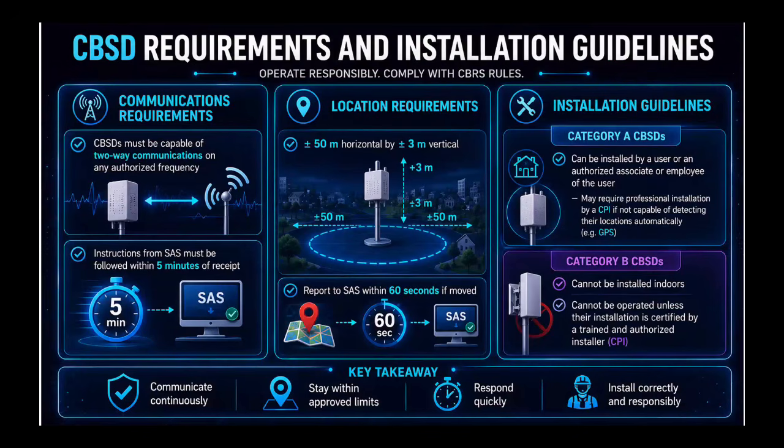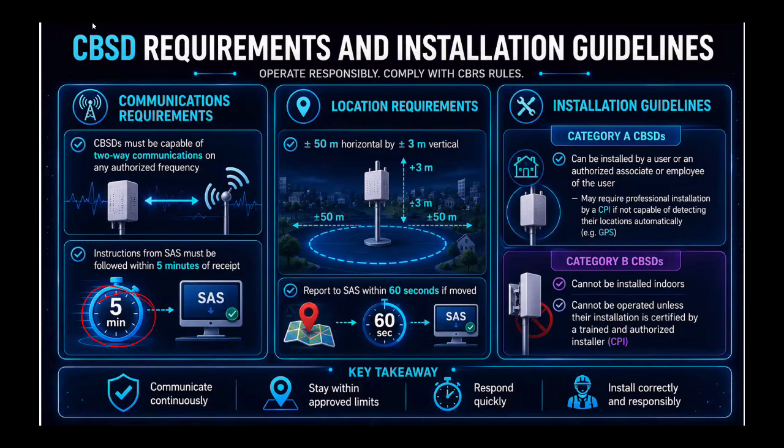Now look at the basic requirements for installing and operating a CBSD. This is very important when you design private networks. As I said earlier, a CBSD must always be able to communicate with the spectrum access system, which is SAS. The SAS may send instructions such as change your frequency, reduce your transmit power, or stop transmitting at all if PAL or GAA is present. The CBSD must follow this instruction within 5 minutes. It should be this quick.